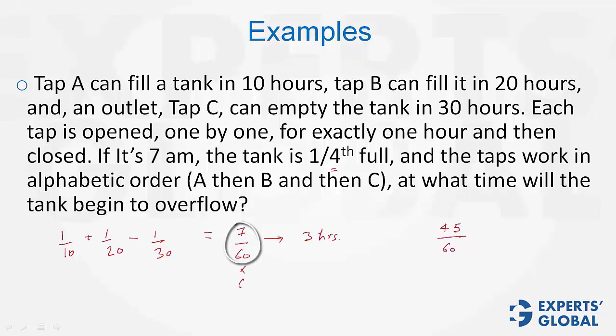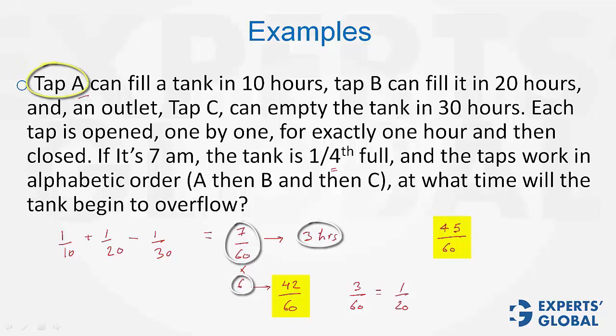If we have 6 such cycles of 3 hours each, we will get 42/60th. So 42/60th parts of work have been done, and 6 cycles of 3 hours each have been completed. So how much work is remaining? 3/60th parts of work is remaining, which is equal to 1/20th. And whose turn is it now? 6 full cycles have been completed. So it is the turn of tap A.